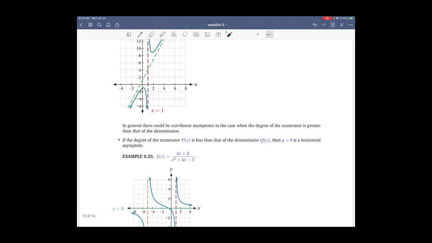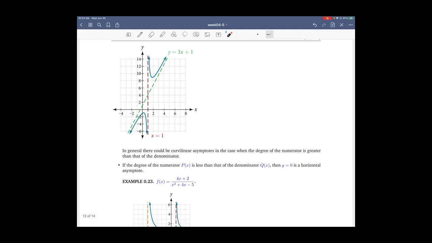In general, when the degree of the numerator is more than 1 greater than the degree of the denominator, there could be curvilinear asymptotes. For instance, this graph could be approaching a parabola, not a straight line. But we won't look at such cases, although they might appear in your homework.